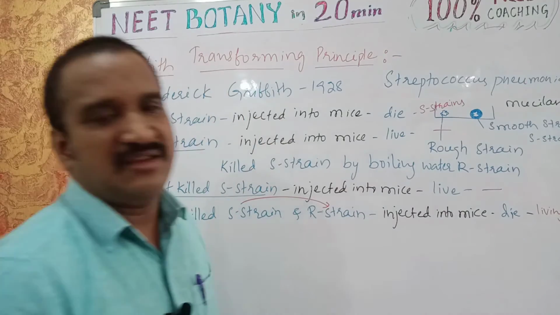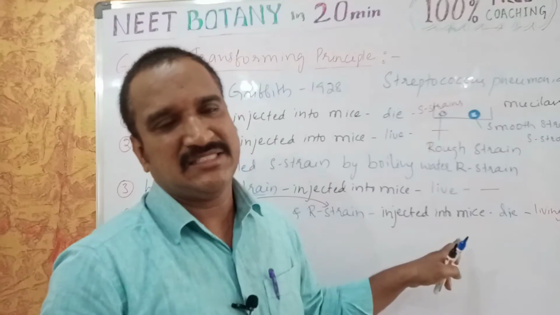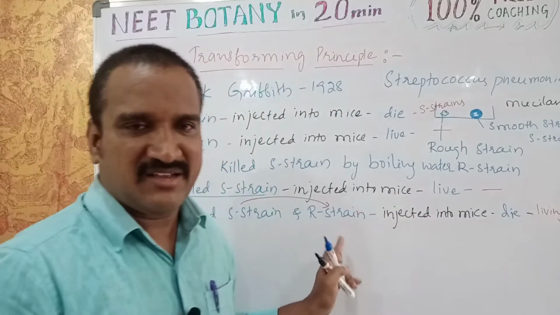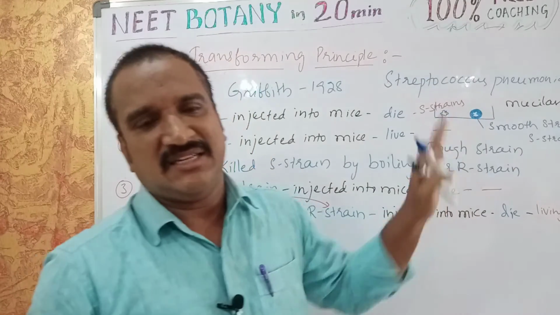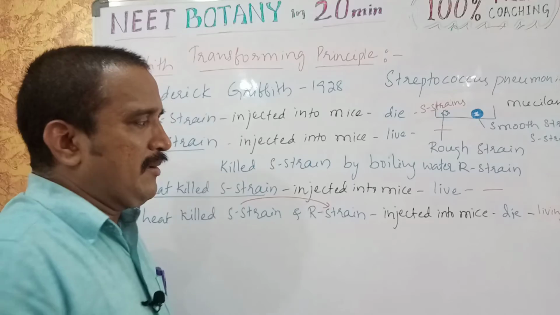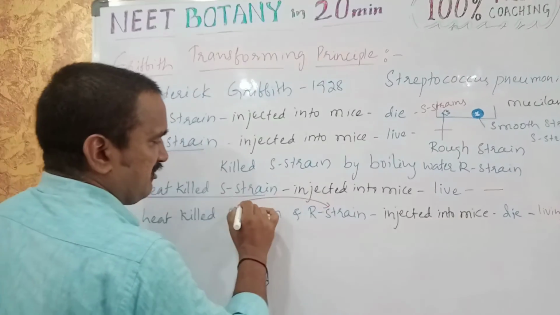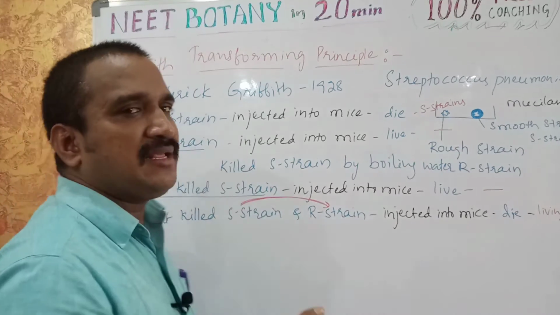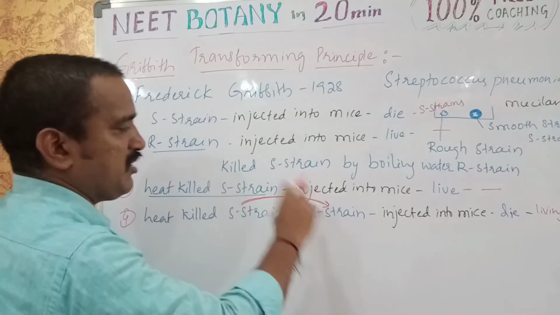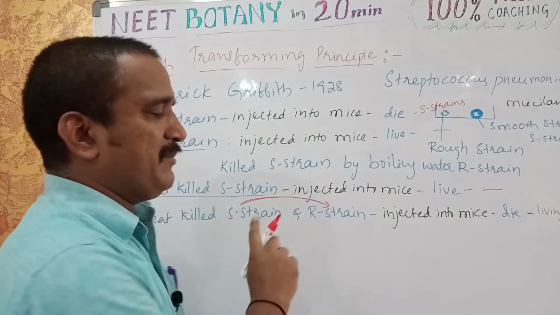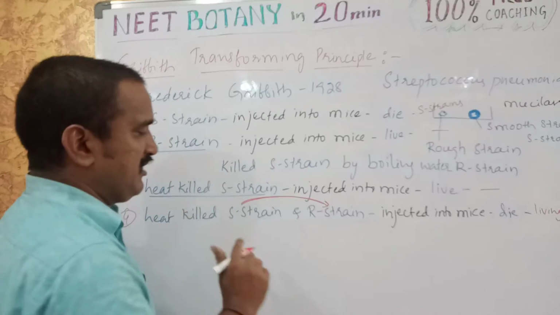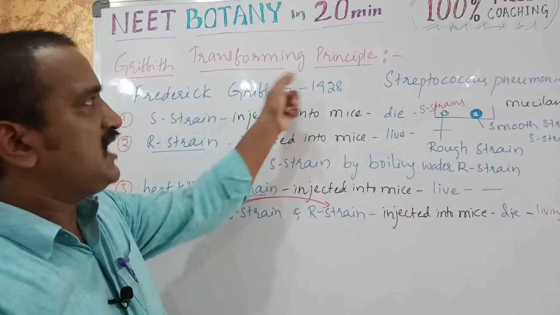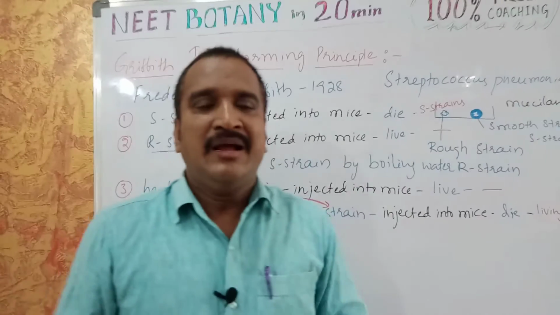Now the S strain can fight the mice enzymes and is not affected, meaning the enzymes do not act on the S strain. So the S strain kills the mice. In this experiment, what he wanted to tell is that some important material is transformed. That may be genetic material. This was given by Frederick Griffith as the transforming principle.